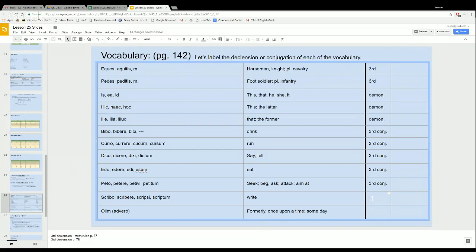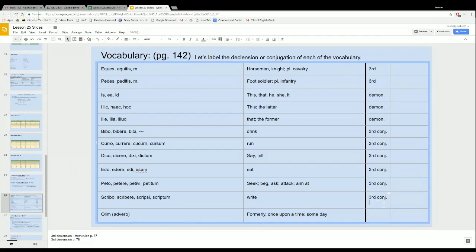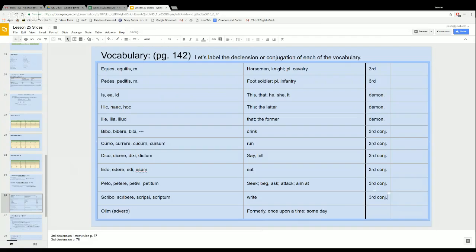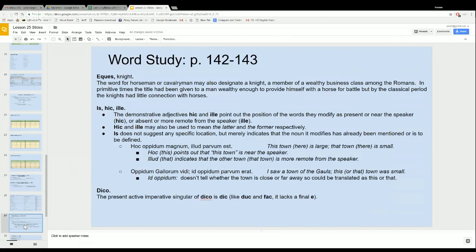All right. And what is our conjugation here for scribo? Third. So what we noticed, all the verbs in this unit are all third conjugations, and both of our nouns are third declension. Okay. So good, we've gone over those. Let's look at our word study now at the bottom of 142, top of 143.